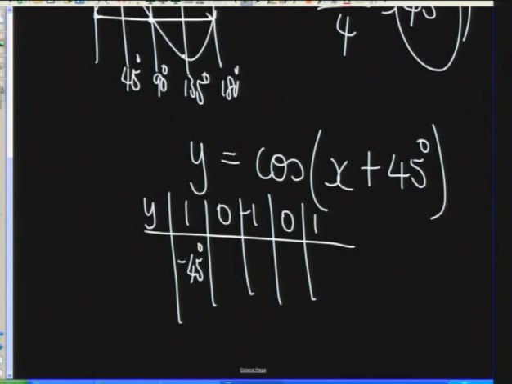No period change. The coefficient is 1. So I'm going to keep adding in 90s. So plus 90 would be 45. Plus 90 would be 135. Plus 90 would be 225. Plus 90 would be 315.